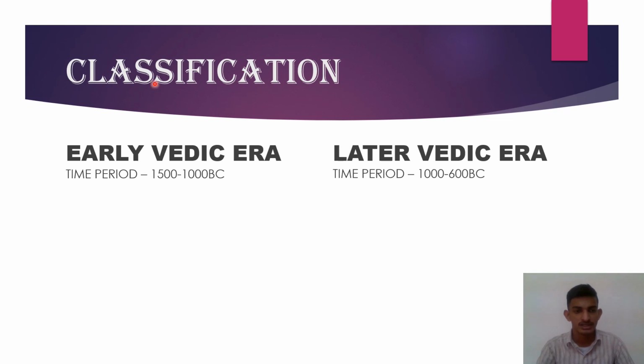Classification. The Vedic age is broadly divided into two categories. One is early Vedic age and the second one is later Vedic age. This early Vedic age is also known as Rig Veda. And the total time period of Vedic age is around from 1500 BC to 600 BC. The time period of early Vedic era is from 1500 BC to 1000 BC. And that of later Vedic era is from 1000 BC to 600 BC.